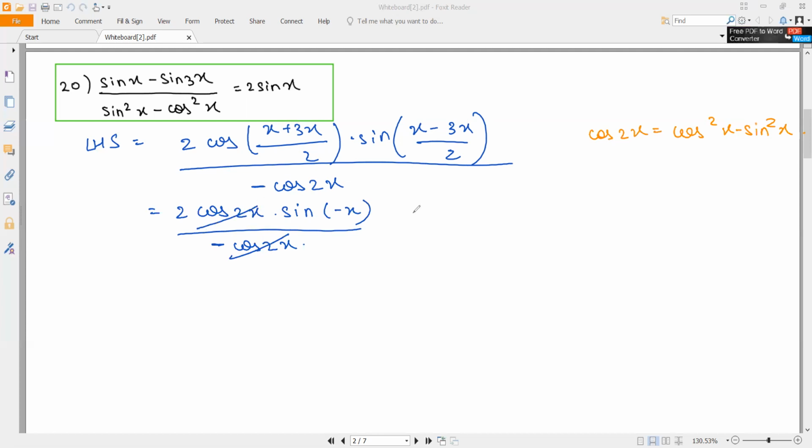Again cos 2x gets cancelled. This minus sign is in the numerator, minus 2 sine of minus x. This minus 2 sine of minus x is minus sine x. So minus 1 gets plus 1 and you're left with 2 sine x. This is your RHS. Next.